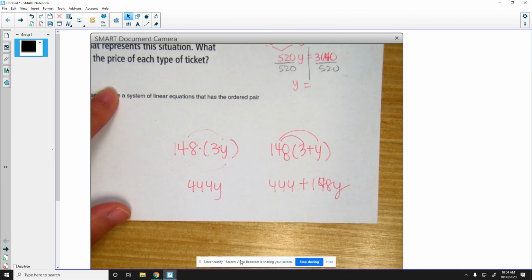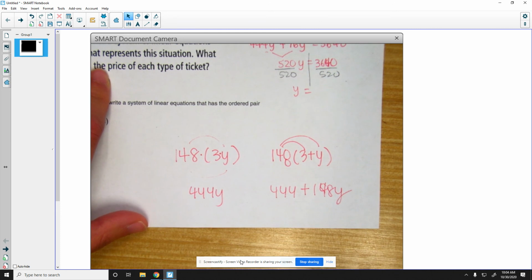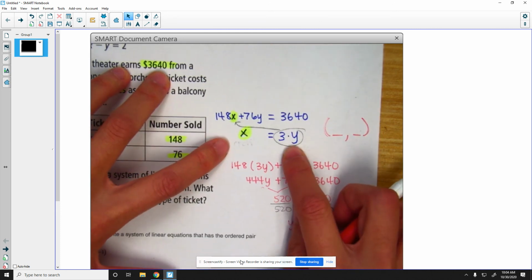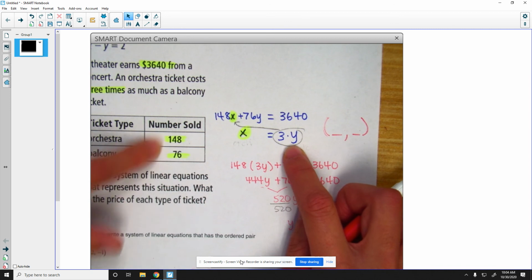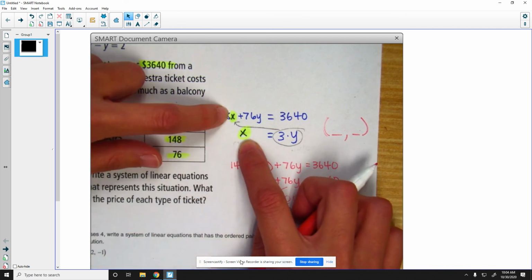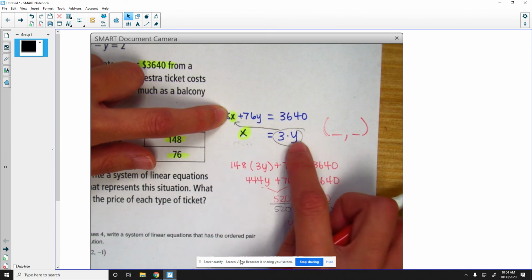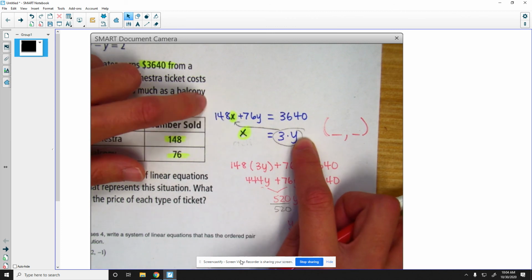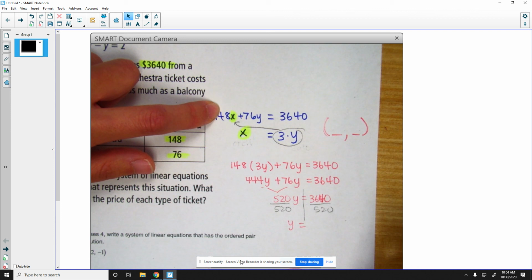Yeah. Okay. Yes, Cameron? Why would you multiply by 3y? So you're multiplying by 3y because when you set up this problem with the equations, 3y is what x equals. So if this is x, I'm replacing what x equals right here. Does that make sense? Okay.